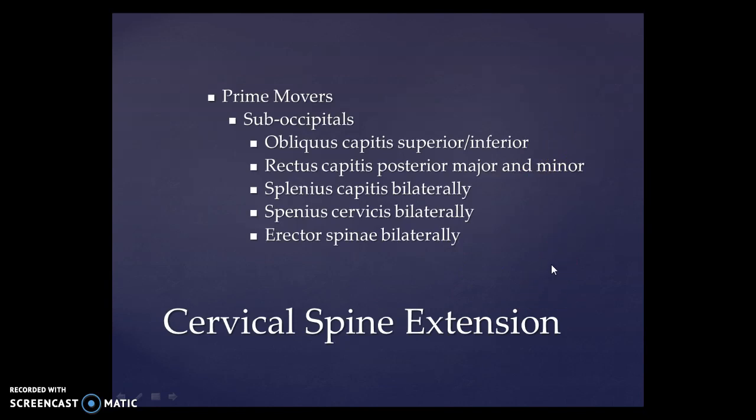Cervical spine extension. Prime movers are your suboccipital muscles. So you get your obliquus capitis superior and inferior, your rectus capitis posterior major and minor, splenius capitis, splenius cervicis, and erector spinae.